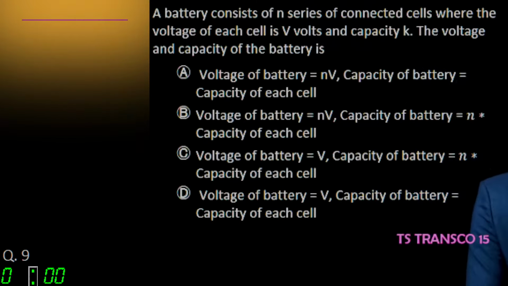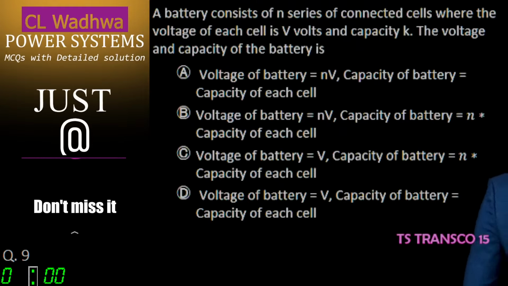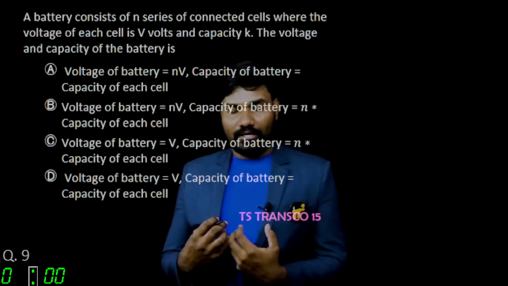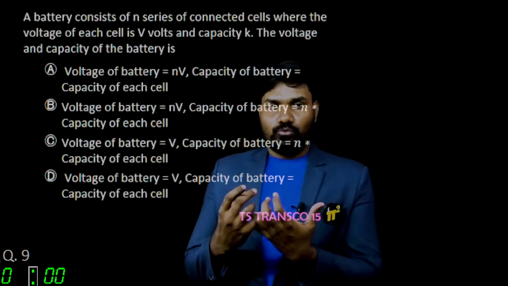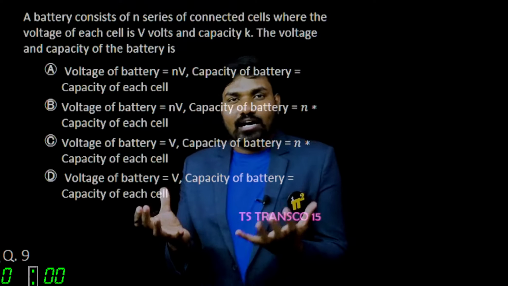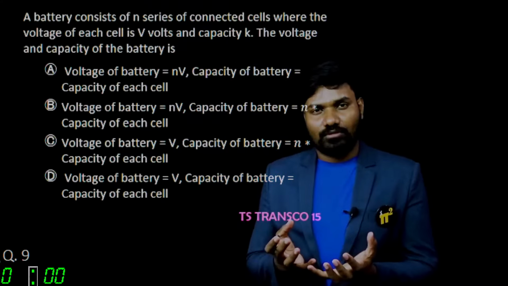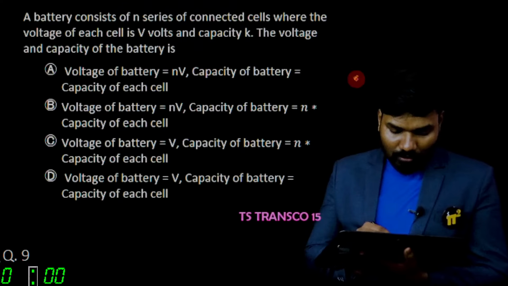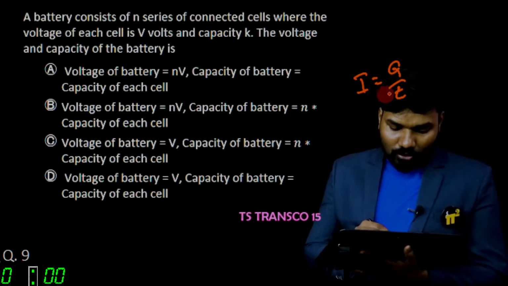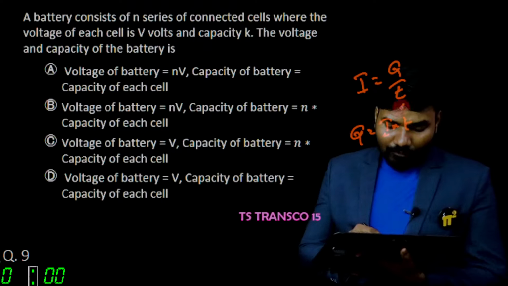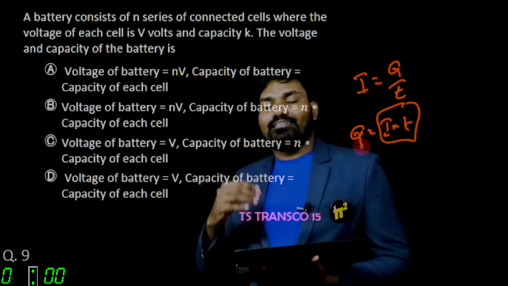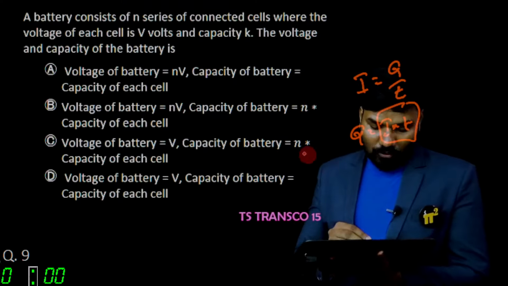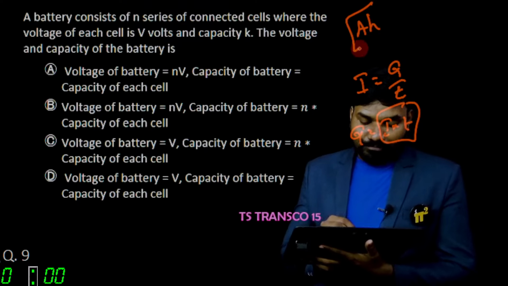See, I already gave a video on this, the capacity of a battery. Capacity of a charge: how much charge is it storing? Q, coulombs. It's the charge it is storing, right? Or else we know I is equal to Q by T. So Q is equal to I into T. So coulombs or ampere second, or maybe ampere hour. If you extend it to hours, it is ampere hour.